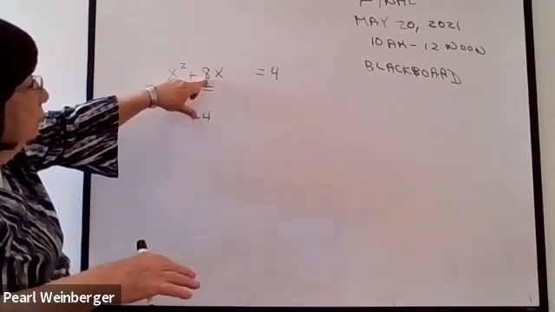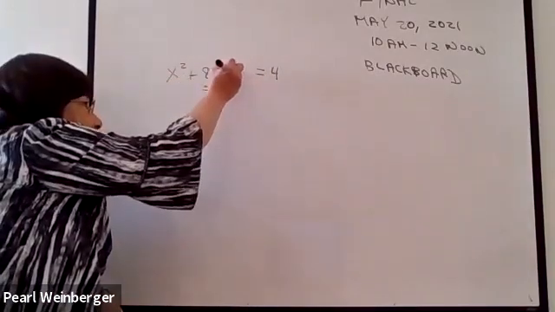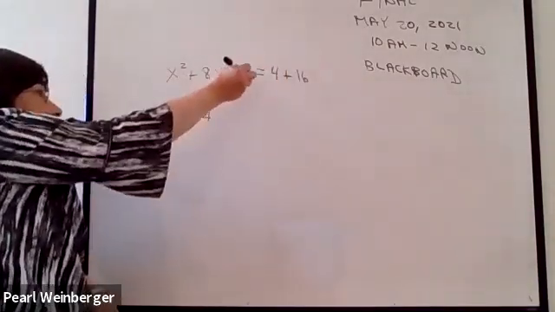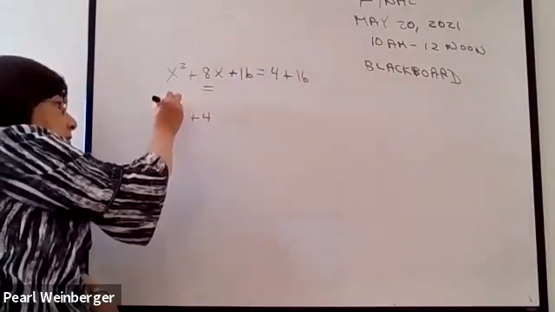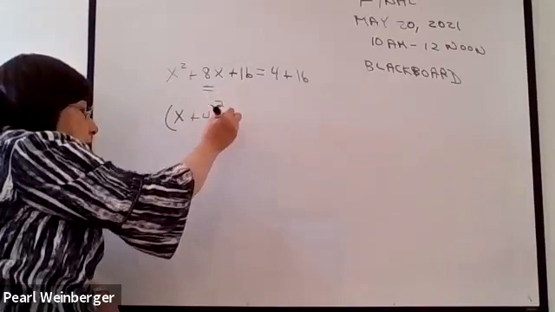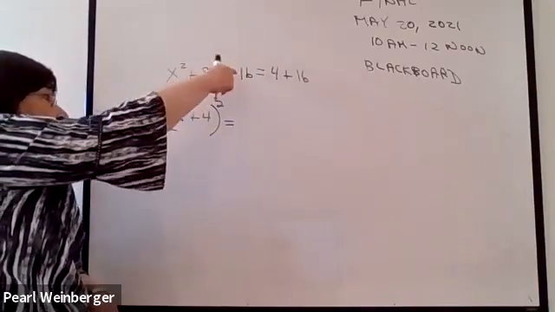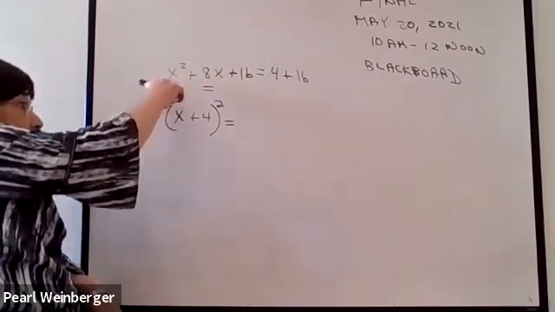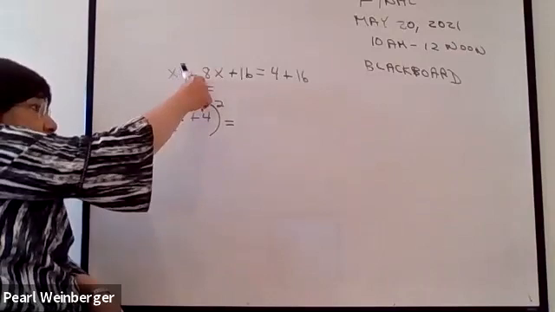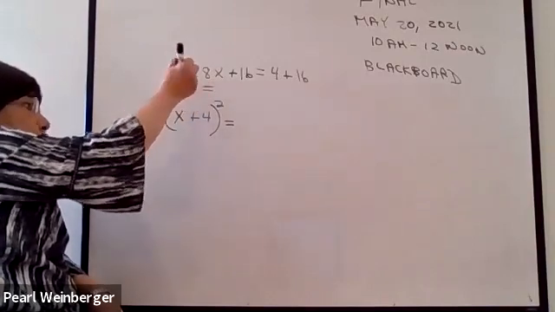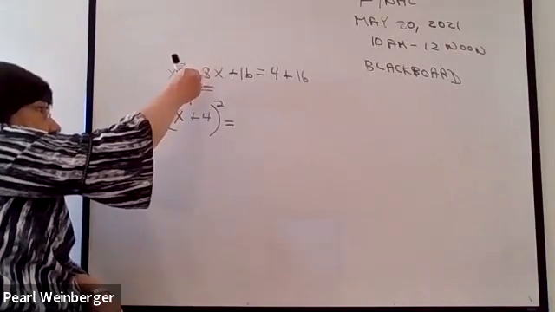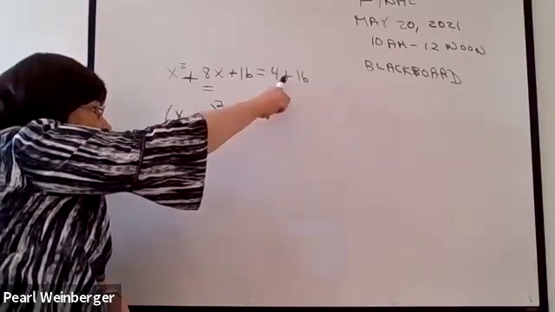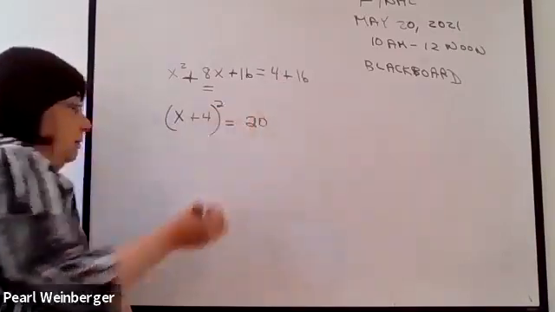So half of 8 is 4. 4 times 4 is 16. I add 16 to both sides of the equation. Now this becomes x plus 4 squared. That's the whole point. We made this into a binomial squared. The first term is always going to be x, and the second term is always this number divided by 2. Remember, it's positive because this was a positive 8. On the other side, we get 4 plus 16, which is 20.